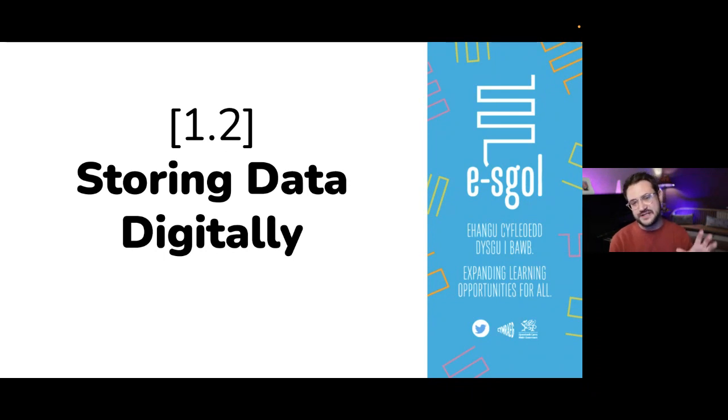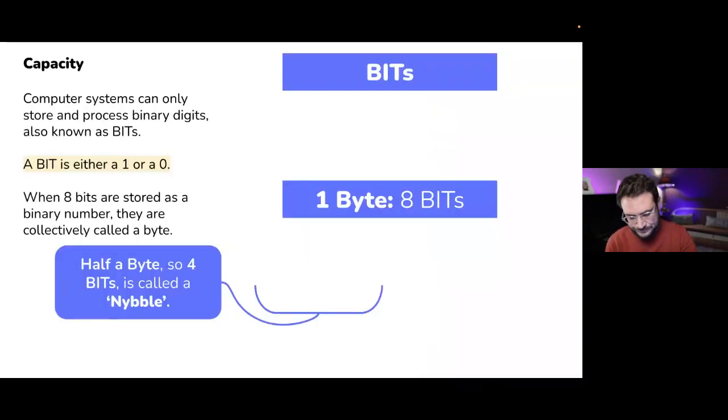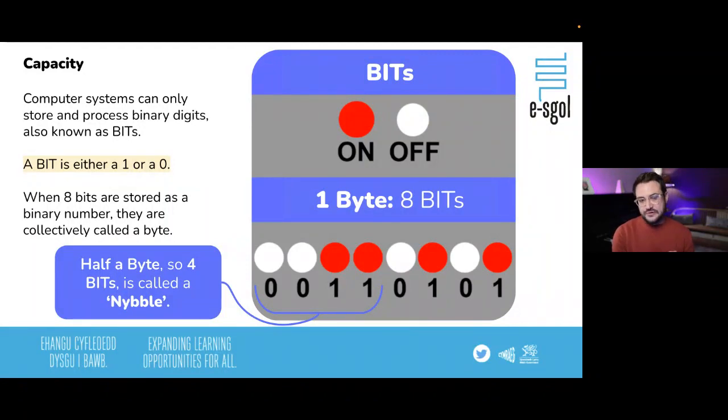Right, 1.2 then is storing data digitally. So we've spoken about how we turn things from our real analog world into ones and zeros, because that's all we can store on computers. So how does that work? Well, computer systems can only store and process binary digits, also known as bits. The smallest unit we can store data on a computer is a single bit. A bit either stores a 1 or a 0. So a bit can only be a 1 or a 0. Now, when I first learned this many years ago, I remember being super confused about this, thinking, why can it only be a 1 or a 0? And then I had a kind of aha moment when I realized it's not actually a 1 and a 0.